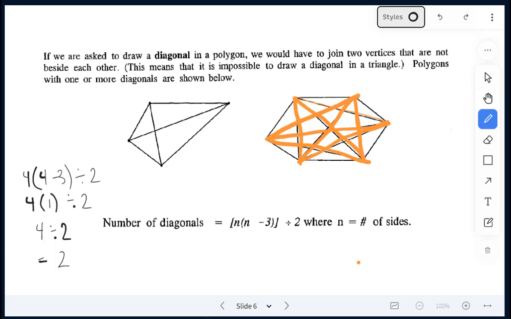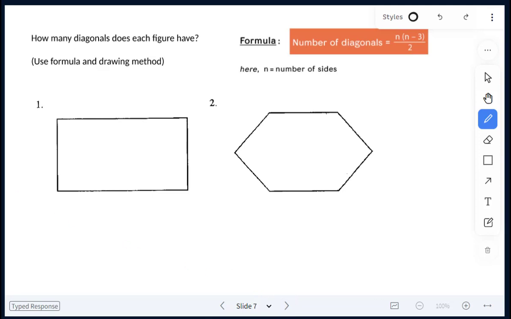When we look at this one, this figure has 1, 2, 3, 4, 5, 6 sides. So same thing here, 6, and then 6 minus 3, and then it's divided by 2. 6 minus 3 is 3. 6 times 3 is 18. So 18 divided by 2 equals 9. So 9 diagonals, which is what we saw when we counted those out. So that is how the formula works. I'll just pause here.